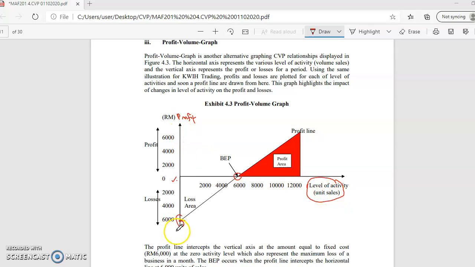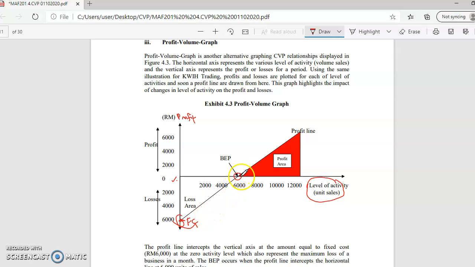So you have to show in this graph the maximum losses incurred by the company. In this case, the maximum loss indicates that if your sales is 0, how much is your loss? When we have no revenue, no sales, you will incur no variable cost. So when there is no variable cost, you have to incur only the fixed cost. That's why the maximum loss for the company is 6,000 ringgit, because 6,000 is their fixed cost.